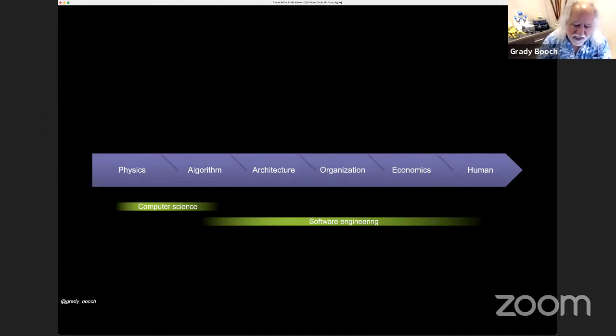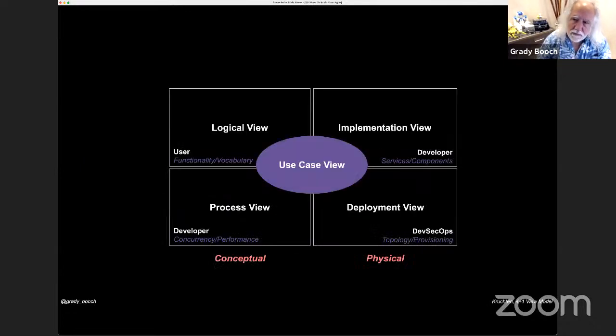The domain of physics and algorithms are the problems of computer science. From algorithms on up to the human issues are the domains of software engineering. And it is largely that latter part is where we worry about applying our Agile teams. I'll skip over this one.